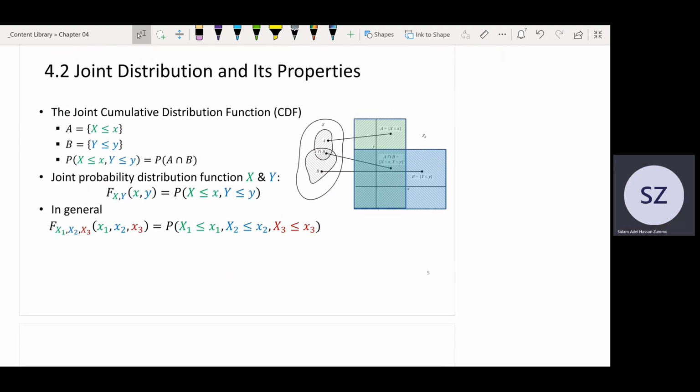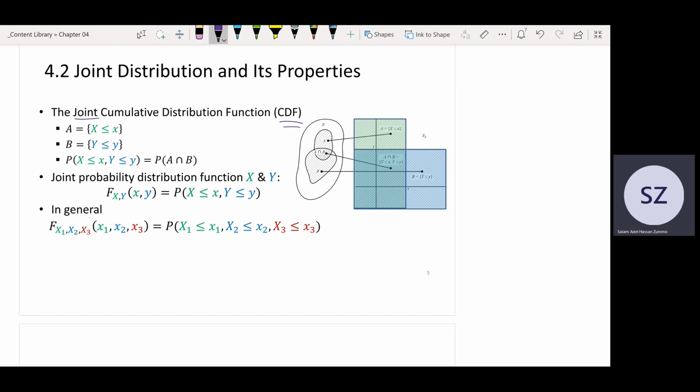Now let's talk about the joint CDF first. The CDF is always easier in definition, but after that we talk more about the PDF because it's easier to use. Now joint cumulative CDF, or cumulative distribution function. This is the joint CDF. So whenever we say joint CDF, it means the joint cumulative distribution function of two random variables.